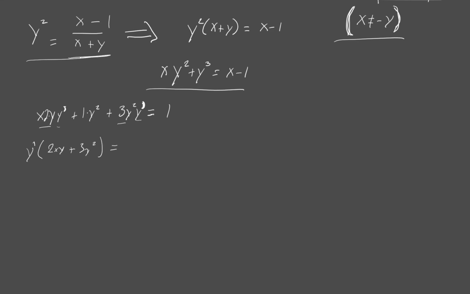Okay, the other stuff. On this side of the equation I have a 1, and I'm going to move this over, so I've got a minus y squared. So y prime is equal to 1 minus y squared over 2xy plus 3y squared. There's my derivative.